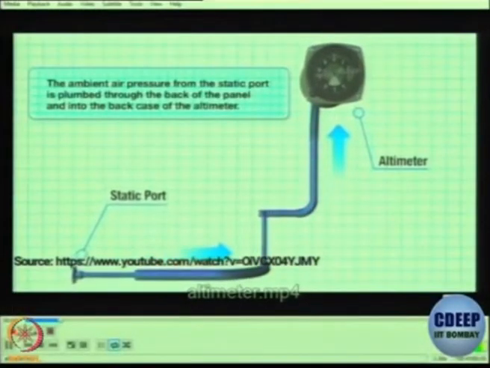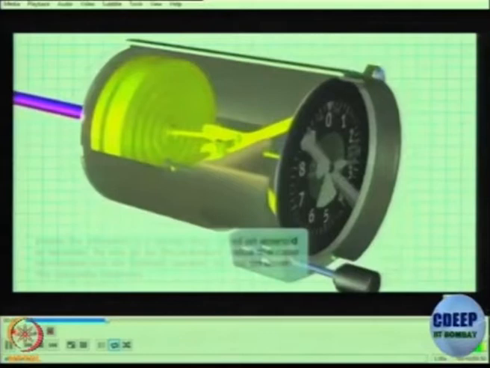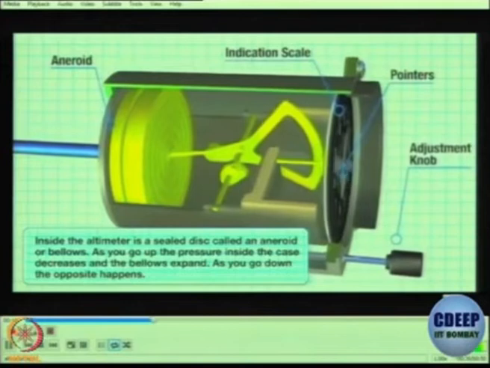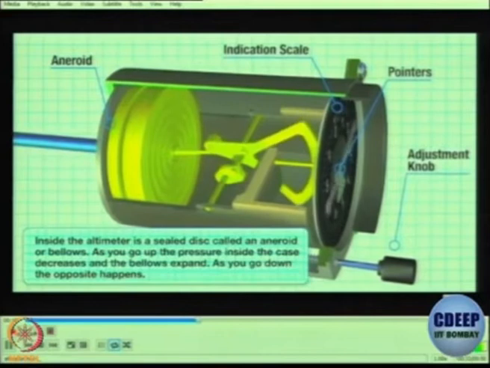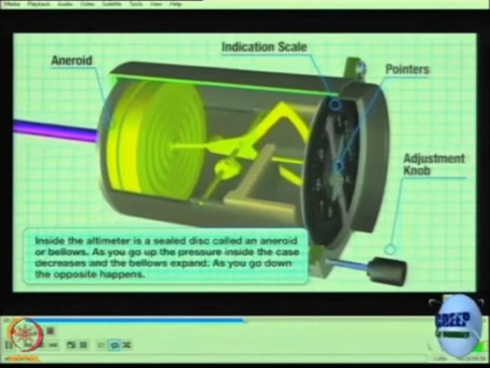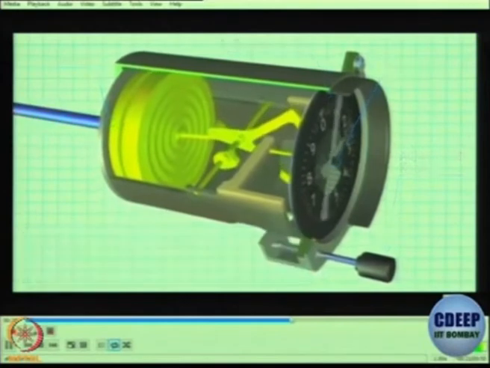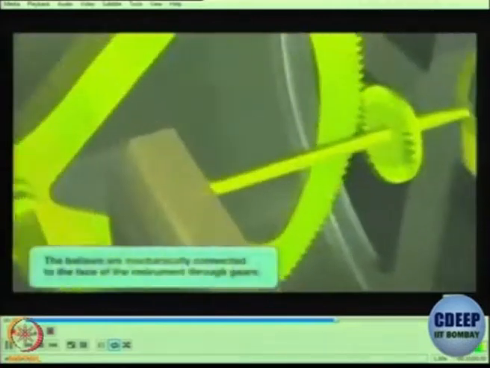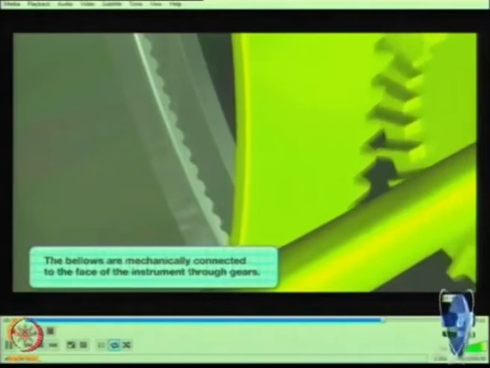So, you can see that the static port is connected to this instrument from the back, and what it simply does is that as the pressure increases, it is going to push this aneroid barometer type bellows, and that motion is transmitted through links to the scale. So, you can see there are two pointers moving. The short one is showing you the altitude in thousands, and the next one is showing you the altitude in the breakup of thousand.